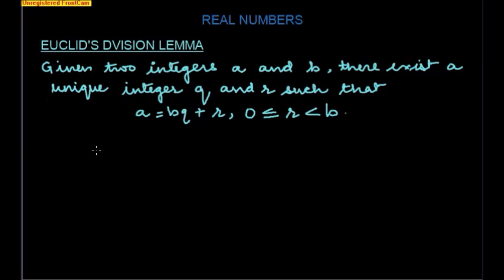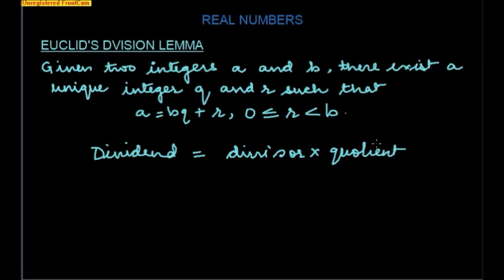If you all remember, in your previous classes you've done dividend is equal to divisor into quotient plus remainder. So if you compare these two, they are exactly the same. The dividend becomes a, divisor becomes b, quotient becomes q and remainder becomes r.